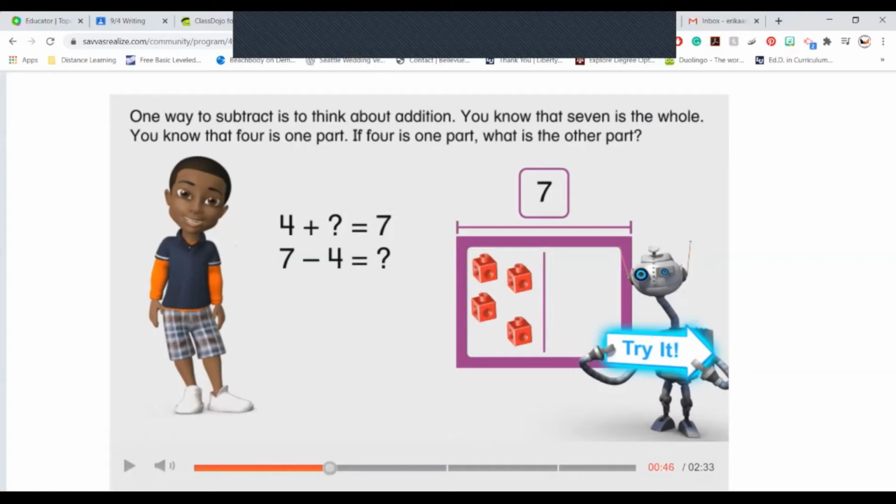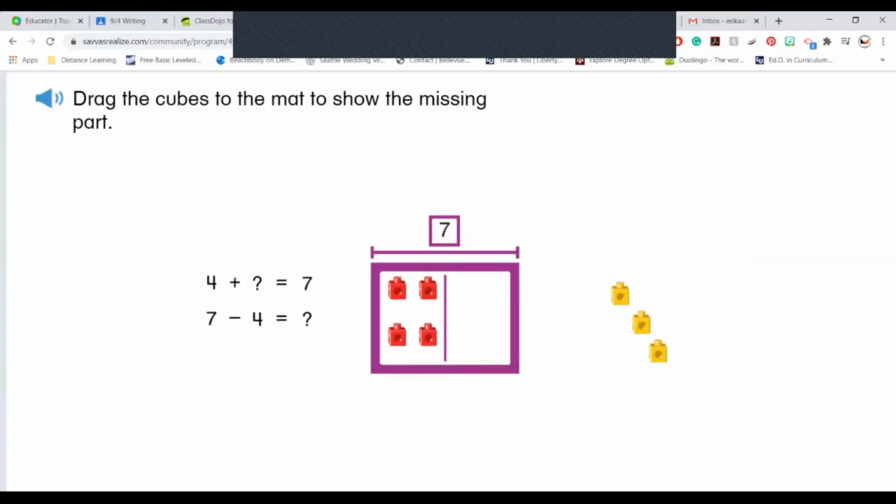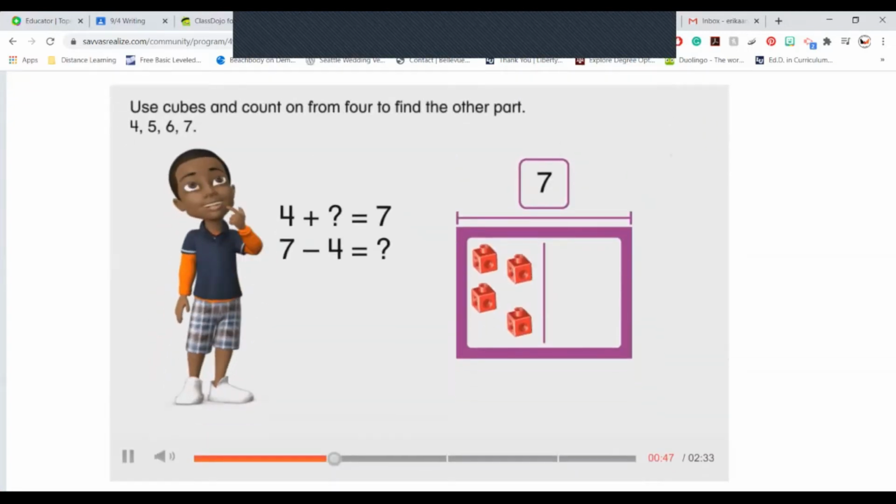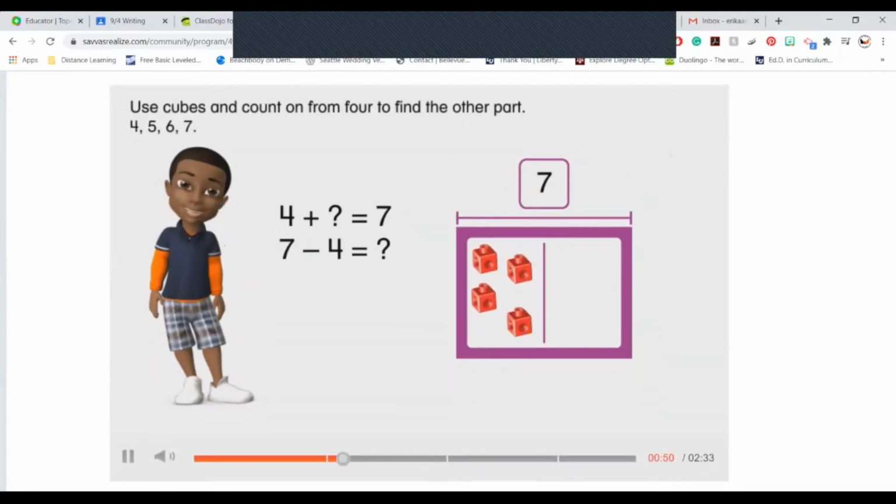Let's try it out. Drag the cubes to the mat to show the missing part. Okay, so we already have 4. We want to make 7. So I know 1, 2, 3 more. The missing part is 3. Use cubes and count on from 4 to find the other part. 4, 5, 6, 7. The other part is 3, so 7 minus 4 equals 3.